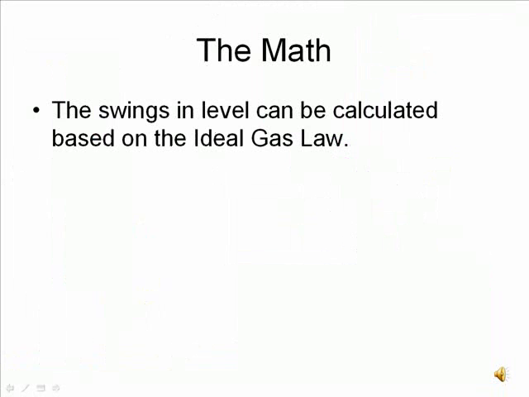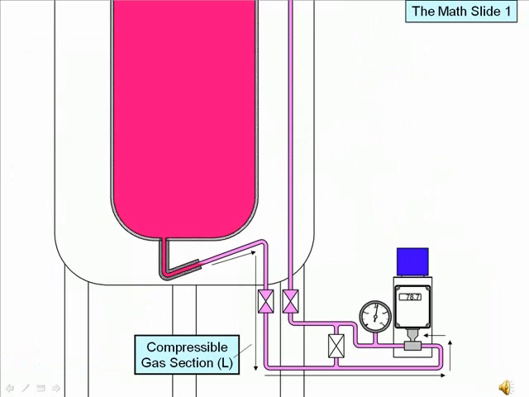As mentioned, the swings in level or drift can be calculated. The calculation is based on the ideal gas law. This slide highlights the compressible gas section of the high phase line. For our calculation, this length will be known as L.